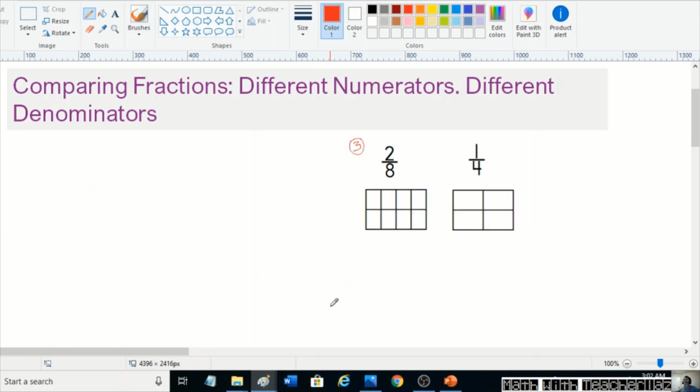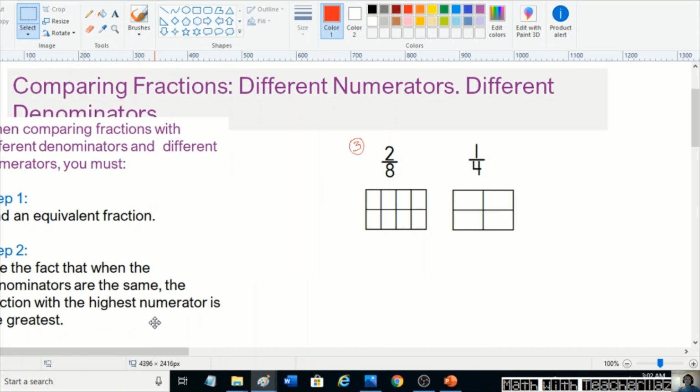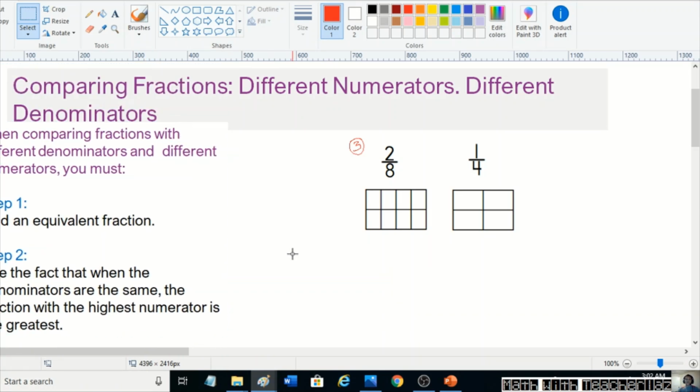In this section, the third and final exercise is comparing 2/8 to 1/4. Okay, so let's remember when the numerators and denominators are different, we're gonna take a two-step approach. First, we're going to find an equivalent fraction. Once we have an equivalent fraction, we're going to get the same denominator, so we're just going to compare the numerator. The fraction with the greatest numerator will be the greatest. Alright, so let's go ahead and look at this.